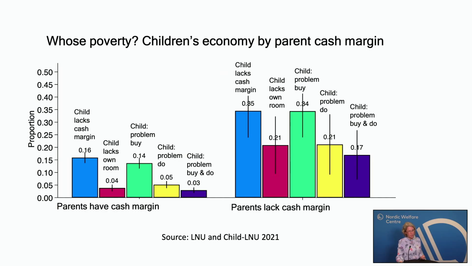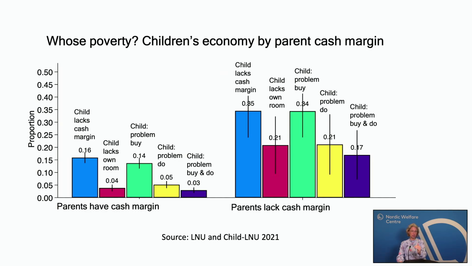So you see that 16% of children to parents who have a cash margin, they actually lack a cash margin. These would be totally invisible if you just looked at the household level. So what this graph shows, if you look at the parents who lack a cash margin, the bars are higher, which you would expect. So if parents are poor, the children are also at high risk of being poor at the child level. But you see that the overlap is far from perfect.